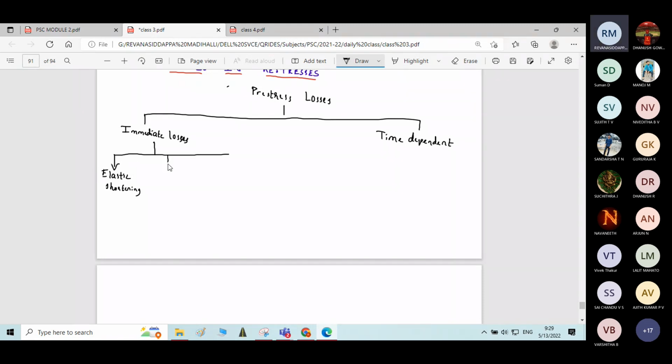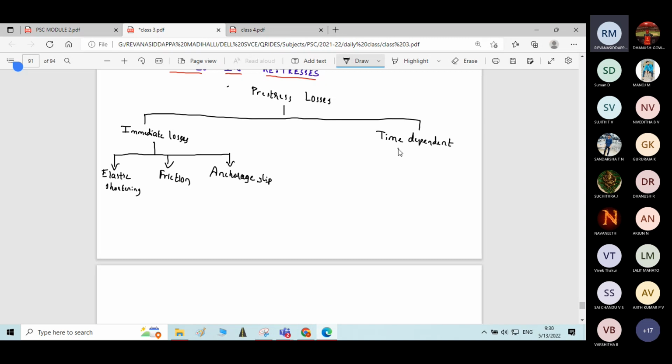The second one is loss due to friction, and loss due to anchorage slip. These are the immediate losses that take place in a pre-stressed concrete member: loss due to elastic shortening of the concrete, loss due to friction, and loss due to anchorage slip.